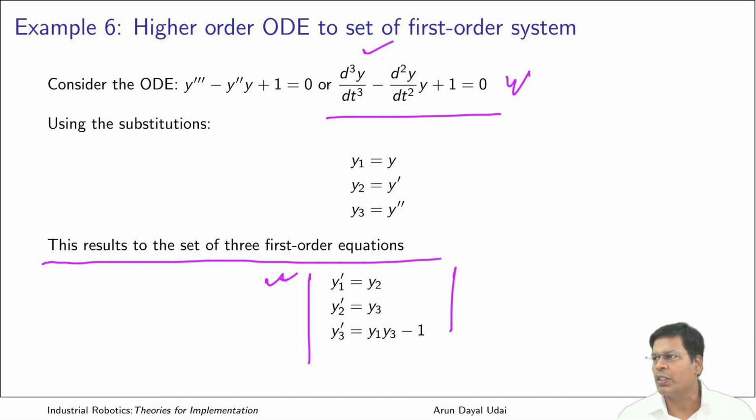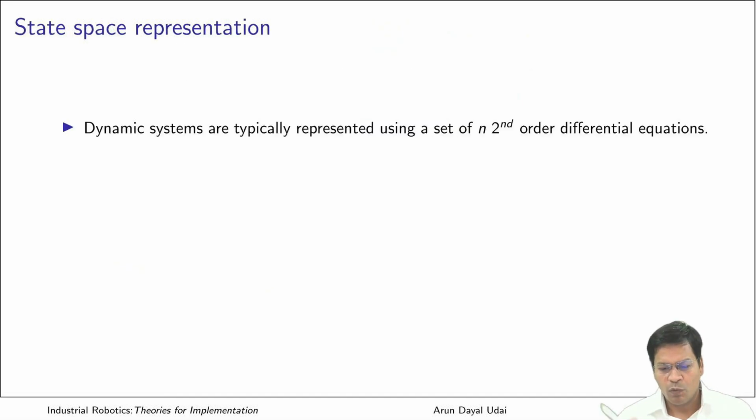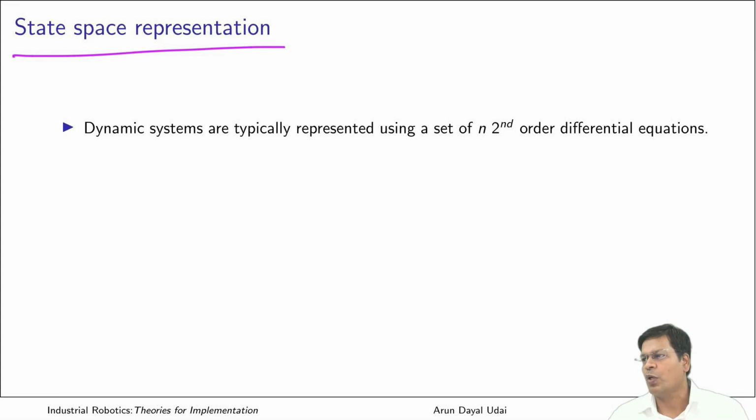So we'll stop the ODE discussion over here and move further with our system again. Let us come back to the state space representation. Any dynamical system is typically represented using a set of n second order differential equations. If it is a second order differential equation, the number of first order differential equations that can be formed out of each one of them should be 2.